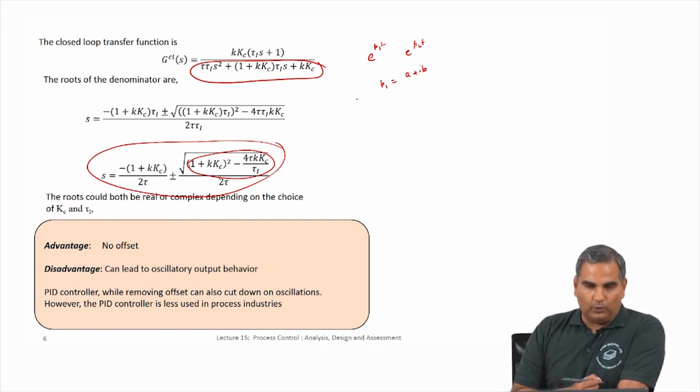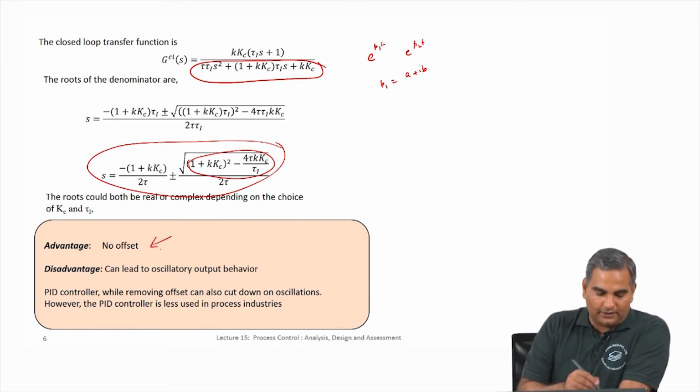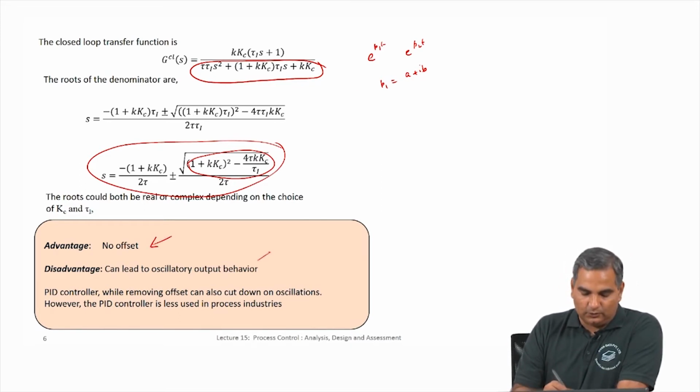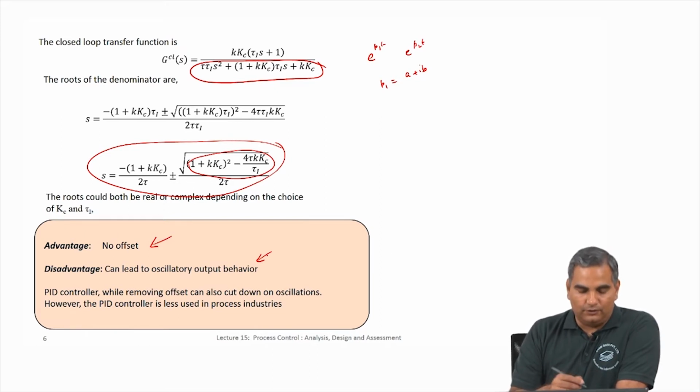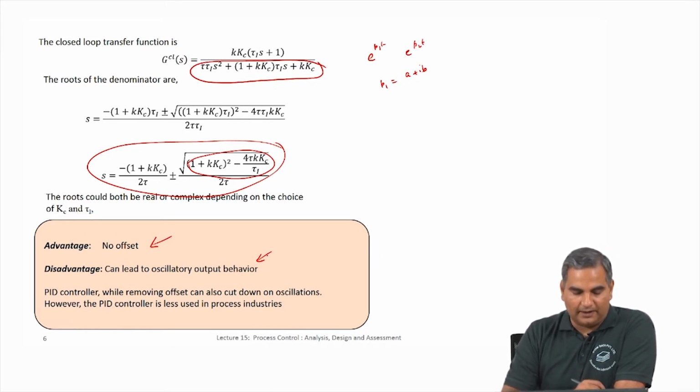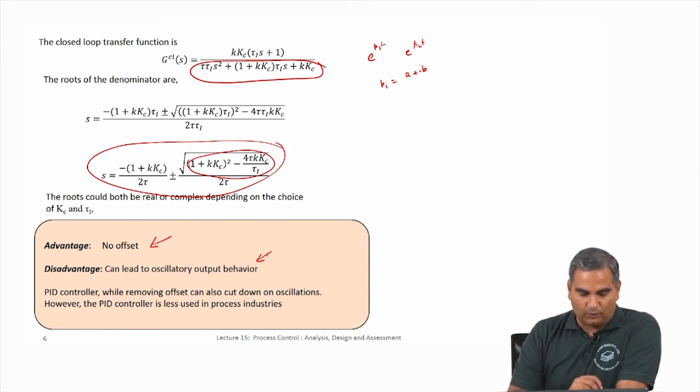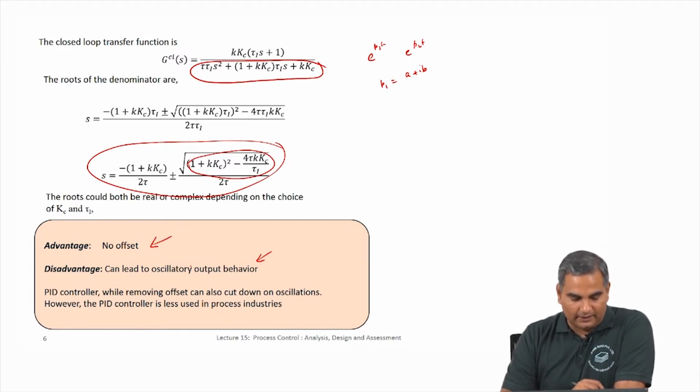So, basically, while integral action removes the offset, the disadvantage is it can lead to oscillatory output behavior, but it is not that oscillatory behavior is always going to result. By careful choice of the tuning parameters of the integral action, you will in any case get rid of the offset, and you can reduce the oscillatory behavior to a large extent. Nonetheless, you just want to remember that this can lead to more oscillatory behavior than the P controller.